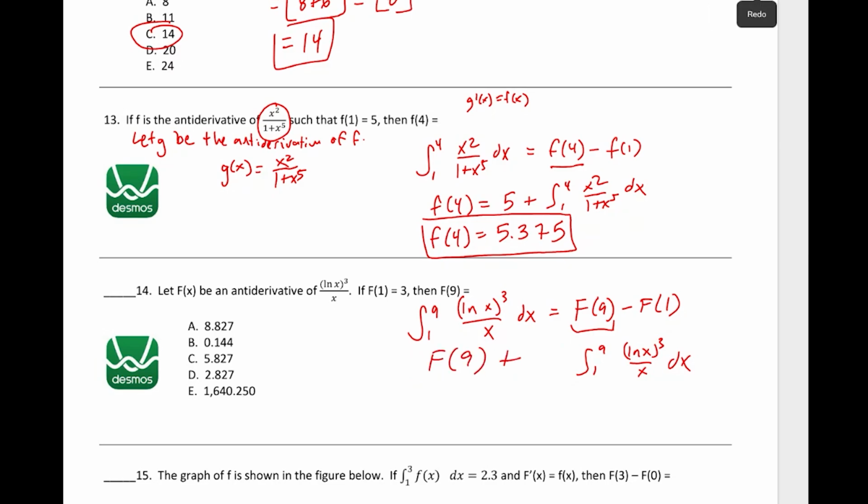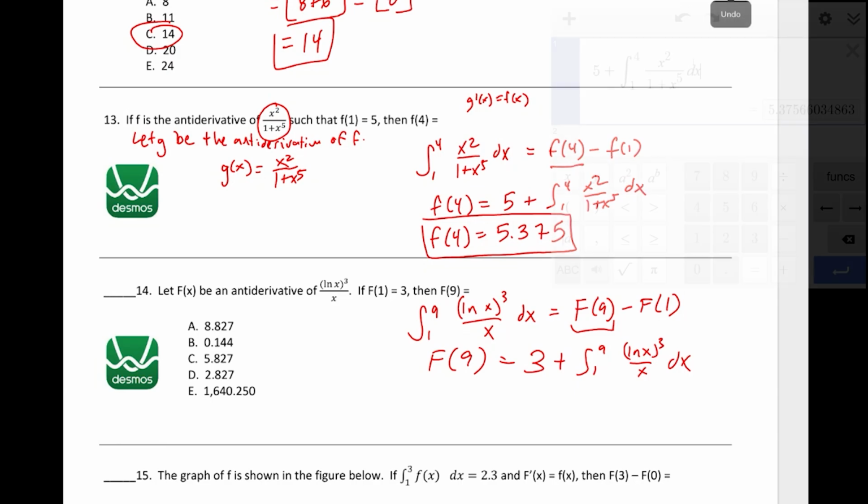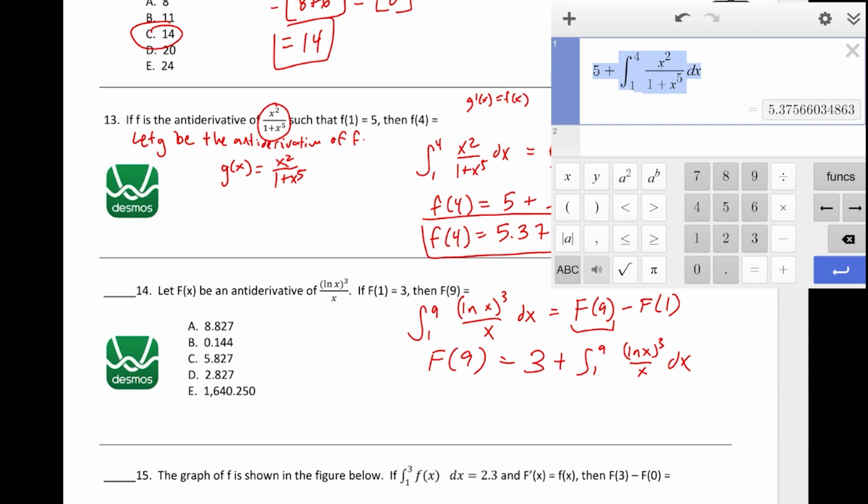Oh, come on, Mr. Schuler. There we go. 3 plus. Okay, so yeah, that's what we're going to type in. So I'm going to delete all this and just start from scratch here. 3 plus the integral from 1 to 9 of the natural log of x, all that cubed, divided by x dx. And yep, f of 9 is 8.826.